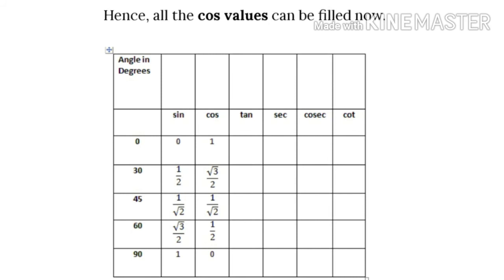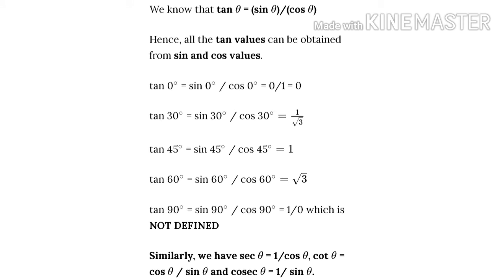Now again we know that tan theta equals sine theta by cos theta. So all the tan values can be obtained by just dividing the sine values by the cos values. Sine 0 degree by cos 0 degree, that is 0 by 1, we got 0 as tan 0 degree. Tan 30 degree will become sine 30 by cos 30, that is 1 by 2 divided by root 3 by 2. So we got 1 by root 3. Tan 45 degree is equal to 1 by root 2 divided by 1 by root 2, we got 1.